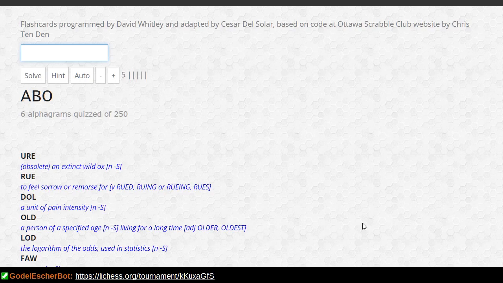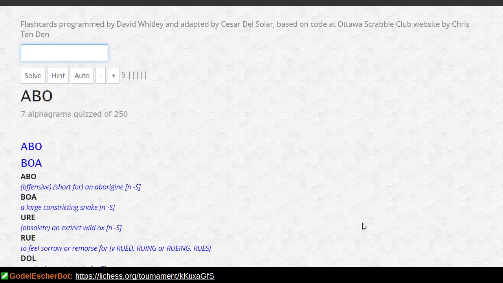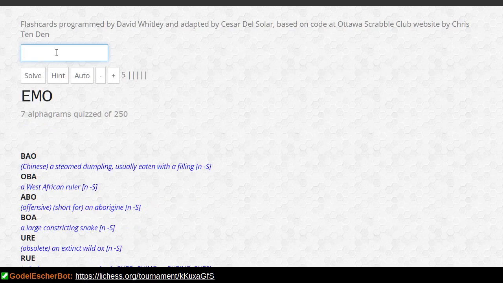We all know BOA. Looking at these letters, I'm guessing a BOW. It's an offensive word. Cool. I am out of guesses. All right, OBA is a West African ruler. And that's not all. There's another word here. BAO. Steamed dumpling.